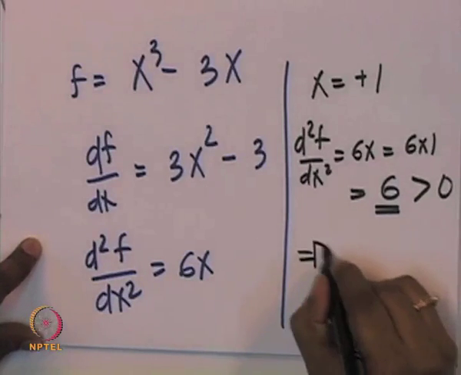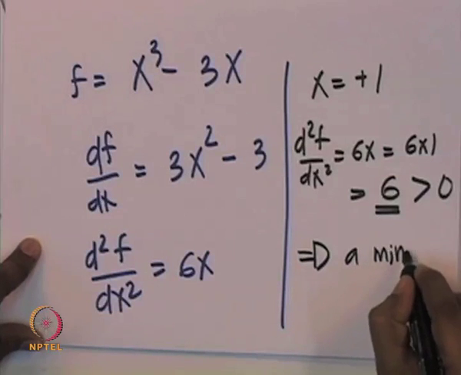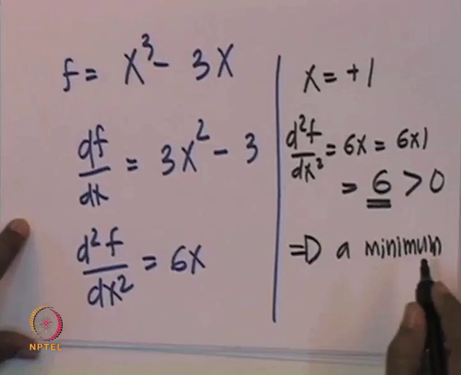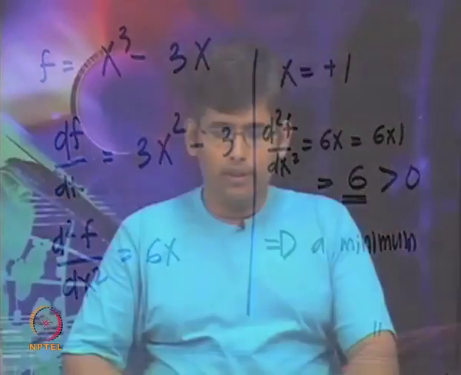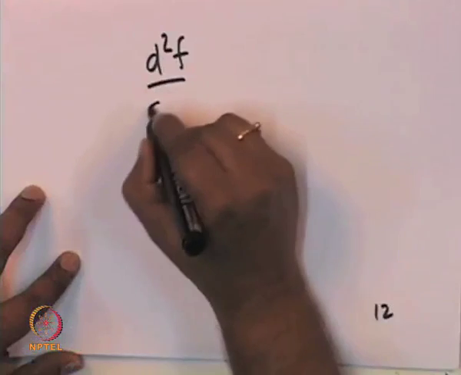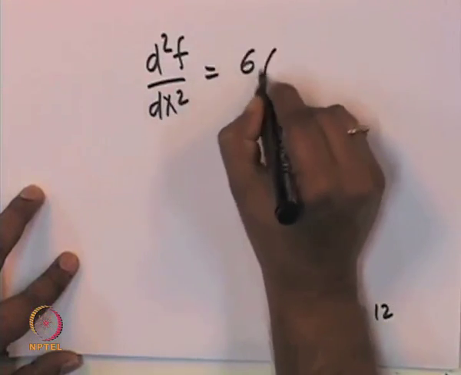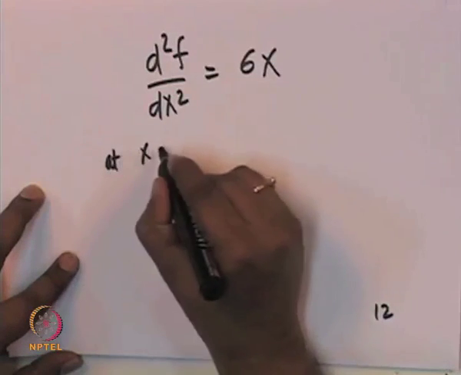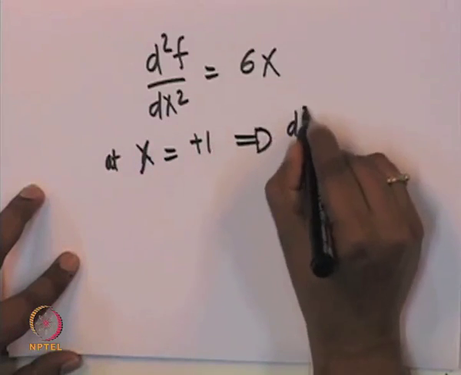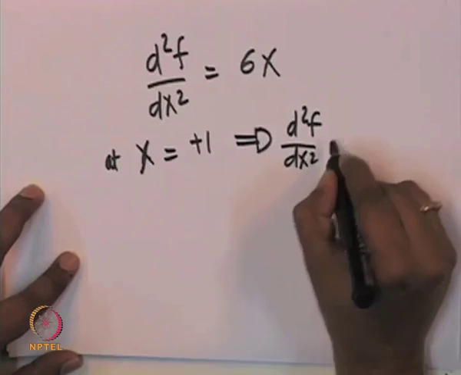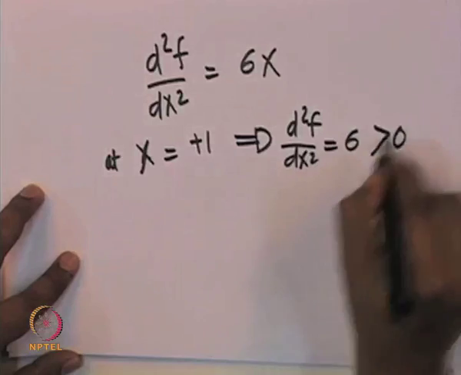So, at x equal to plus 1, the second derivative is greater than 0. This implies that it is a minimum. Whenever the second derivative is greater than 0, it has to be a minimum. Now, let us have a look at the next one. We found that the second derivative d square f by dx square is 6x. At x equal to plus 1, it is 6, which is greater than 0.